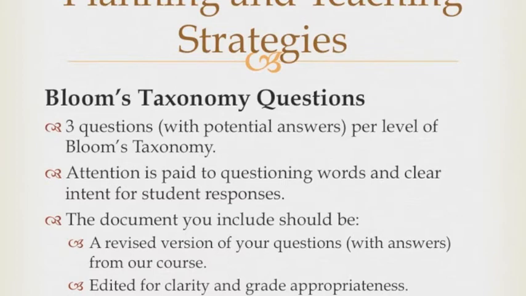You will need to create 3 questions with potential answers per level of Bloom's Taxonomy. So remember, there are 6 levels of Bloom's, so all told, you'll need 18 total questions for Bloom's Taxonomy. More details about the Bloom's Taxonomy assignment will come in another presentation. The document you're including in your portfolio here is an example to show the board that you are able to develop age-appropriate and content-appropriate questions for your content area.